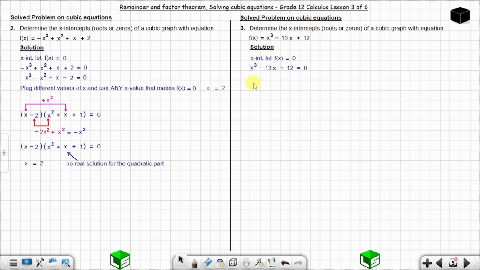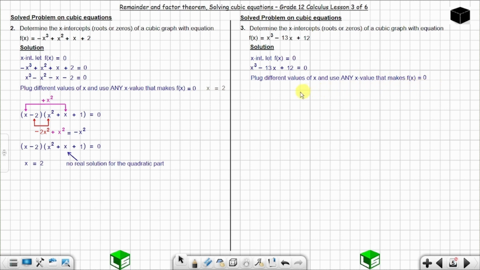You have to try to solve by trial and error. You are going to plug different values of x and use any x value that makes f of x equal to 0. So we are going to try to plug numbers like negative 1, 1, negative 2, 2, negative 3, 3, negative 4, 4, and so on, and see if we are going to get 0 and use the number that gives us 0.